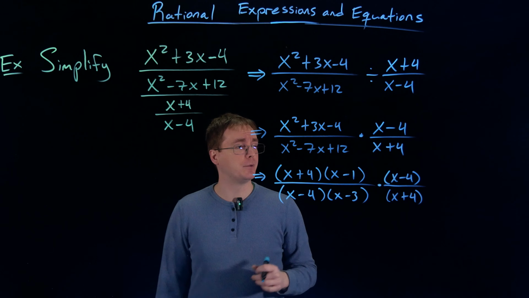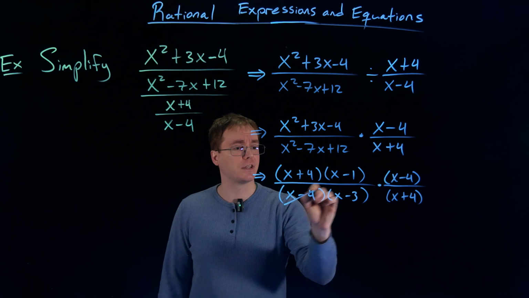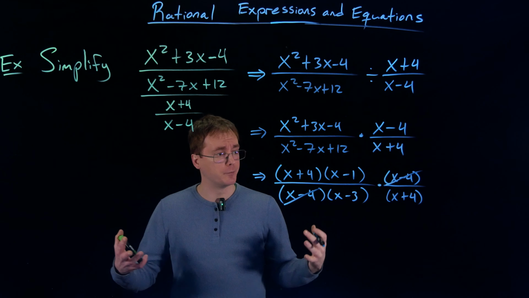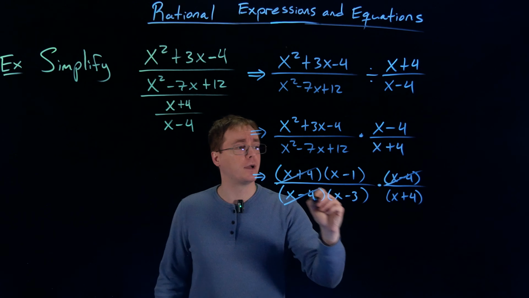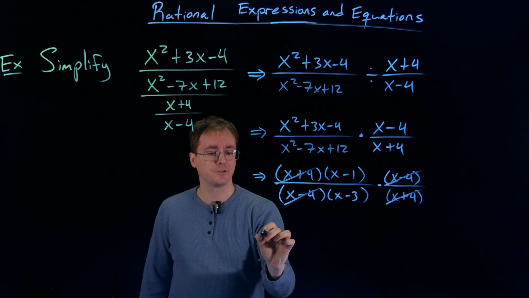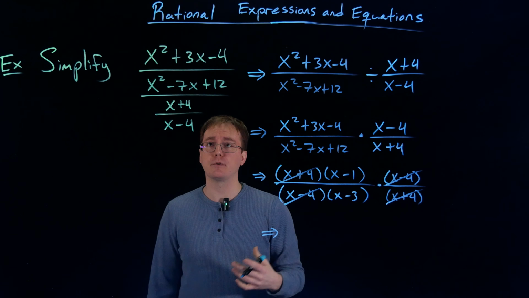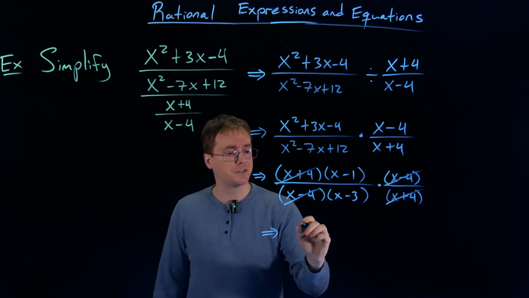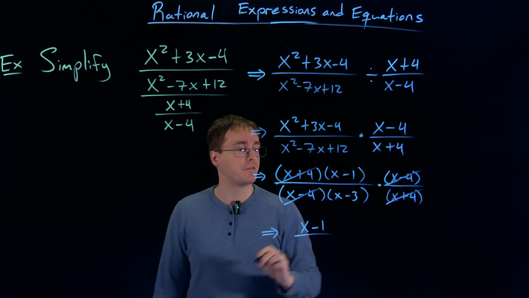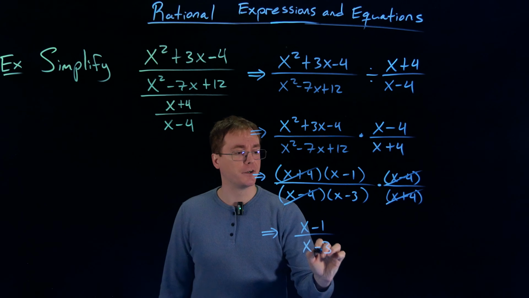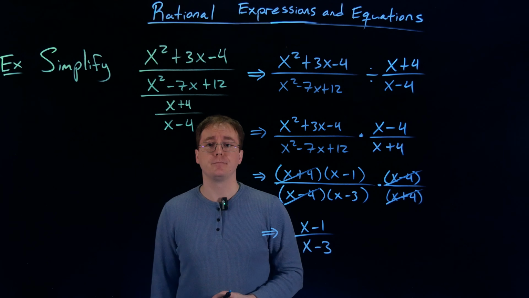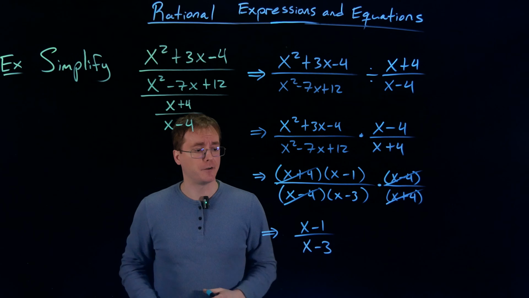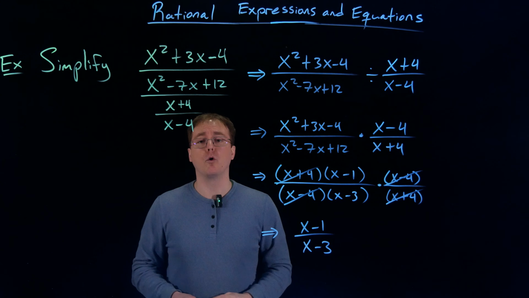And now let's go ahead and see if we can cancel any common factors. It looks like we have a common factor of x minus 4 that cancels out between our now single big numerator and denominator. There's also a common factor of x plus 4 that can be canceled out. So in the end, after we simplify this original pretty gnarly looking rational expression, it actually cleans up very nicely. In the numerator, we only have x minus 1. In the denominator, we only have x minus 3. So our final answer, our original rational expression in its simplified form, is just x minus 1 over x minus 3.